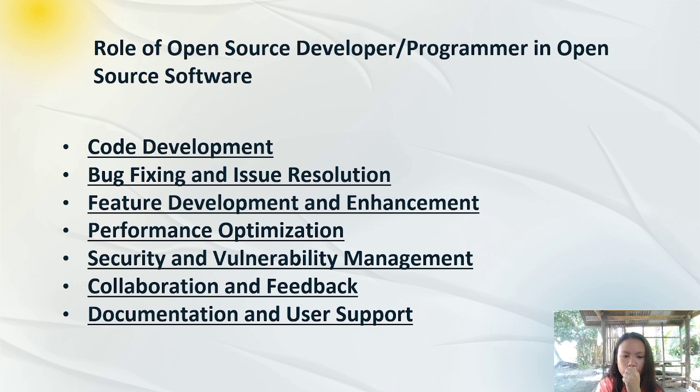Next is performance optimization. Open source developers focus on optimizing the performance of the software. They analyze and profile the code, identify bottlenecks, and propose optimizations to improve execution speed, memory usage, and overall efficiency. Their work contributes to making the software faster and more resource efficient.